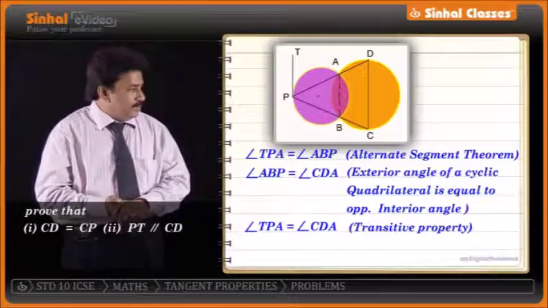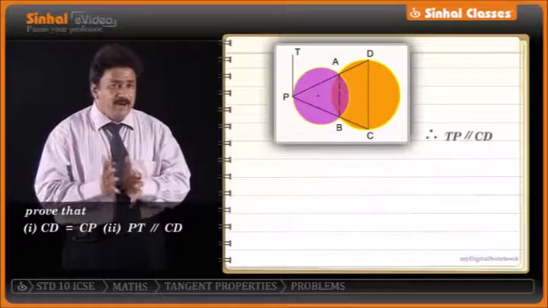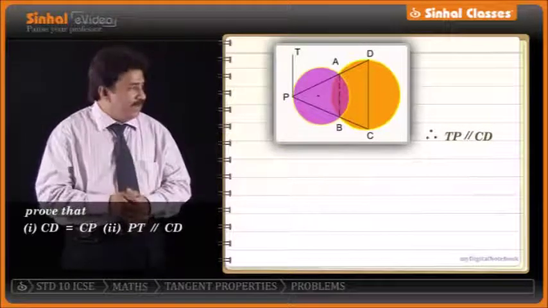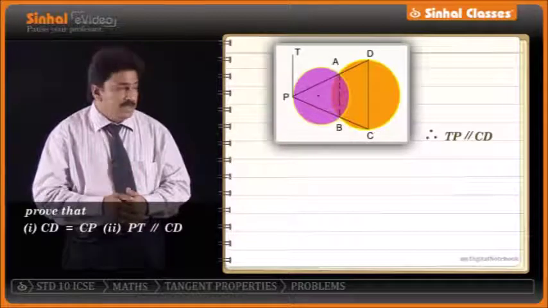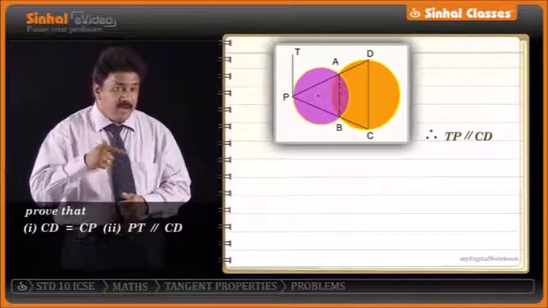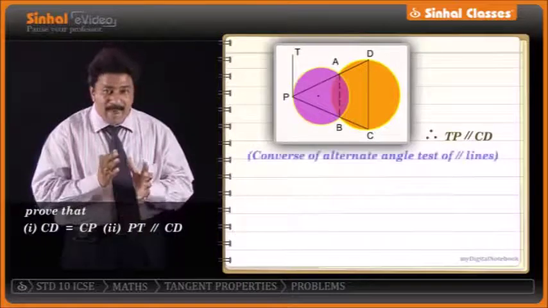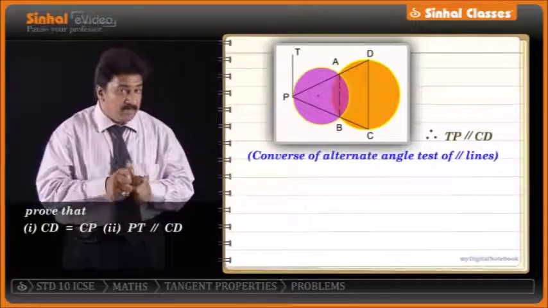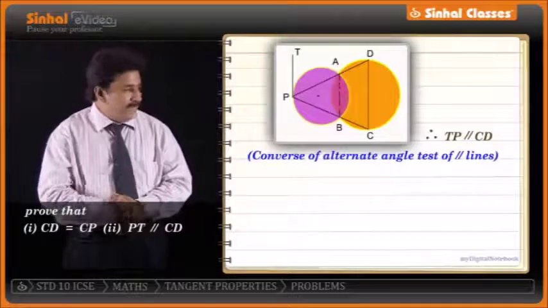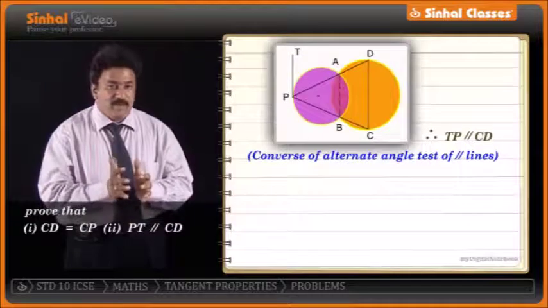Okay, so what do I get? TP is parallel to CD. Why is TP parallel to CD? Because angle TPA is equal to angle CDA, and these are alternate angles. By the converse of the alternate angle test of parallel lines, TP is parallel to CD. So the most important part of the sum is over.